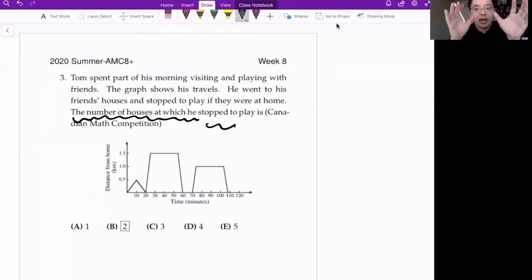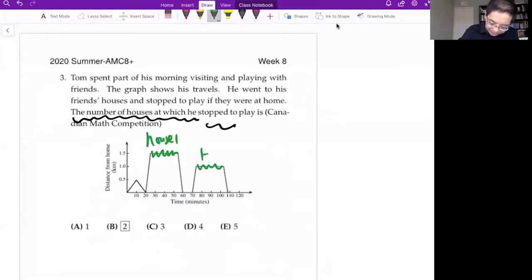Now you see, if you look at this from the graph, this basically means he stops at some place for a while. So what he should have is a flat piece. Flat piece in the sense the distance does not change, but the time changes because he stayed for a while. And the distance has to be positive, right? Because it has to be away from his home. So based on that, we have 2 pieces, right? This is the first piece, this is the second one. So this is house 1, and this is house 2, right? So you see clearly that he has visited 2 houses.